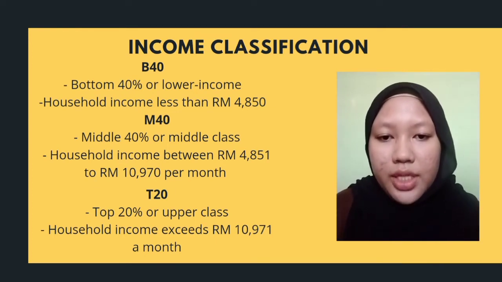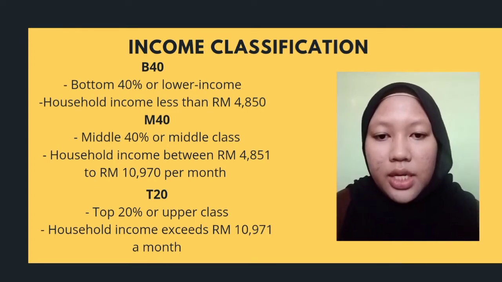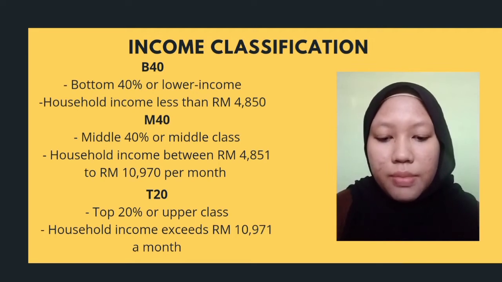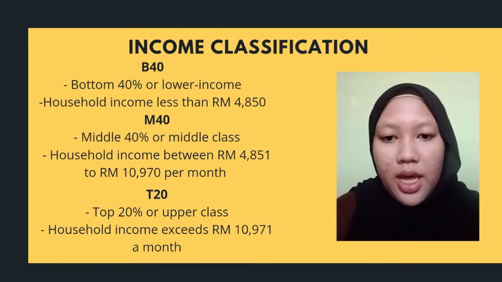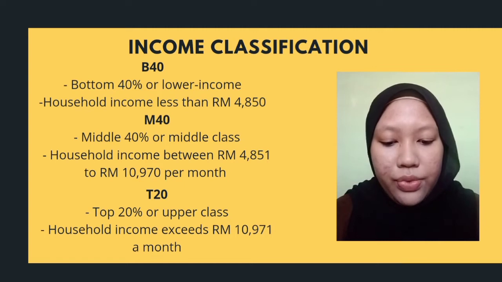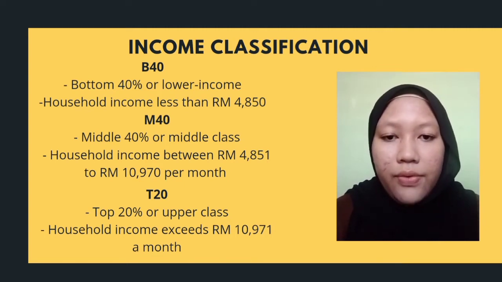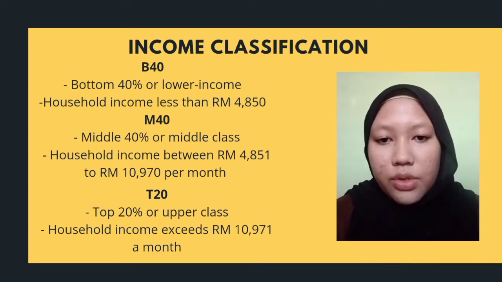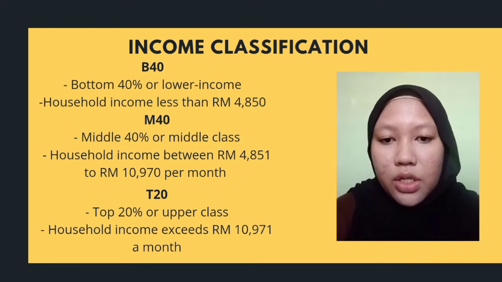Second, M40, known as middle class or middle 40% group. Their household income is between 4,851 ringgit and 10,970 ringgit per month. M40 is also eligible to receive assistance from the government.